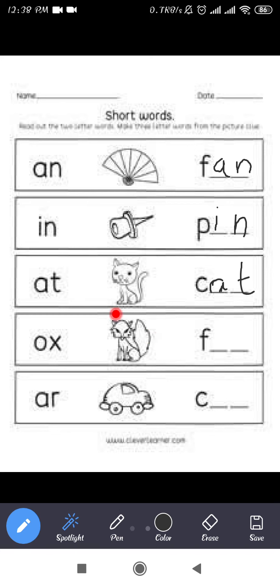Okay. The next, here you can see it's fox. Right? F for fox. And here it is O-X. F already written है तो O X आपको यहाँ पे लिखना है, so it will make the short word fox. F-O-X, fox, right? Then next picture is car. C for car. C is already written, so here you will write A-R. आपको वहाँ पे A R ऐड करना है. C-A-R, car.